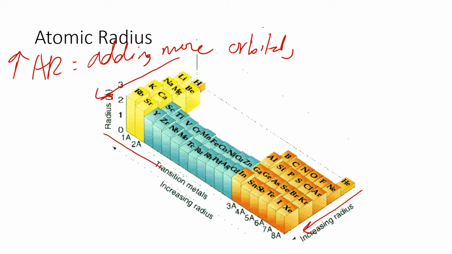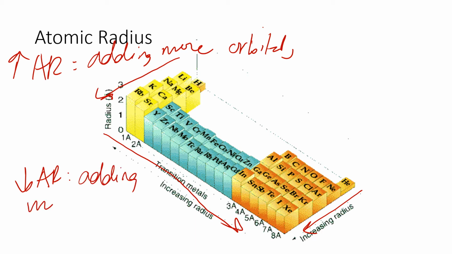Why does it decrease? For the most part, as you go across the periodic table, across a row. Why is it decreasing? Well, keep in mind that you are adding more valence electrons. So adding more valence electrons is pulling the valence shell closer to the nucleus. So by pulling it closer to the nucleus, you're decreasing the radius itself.